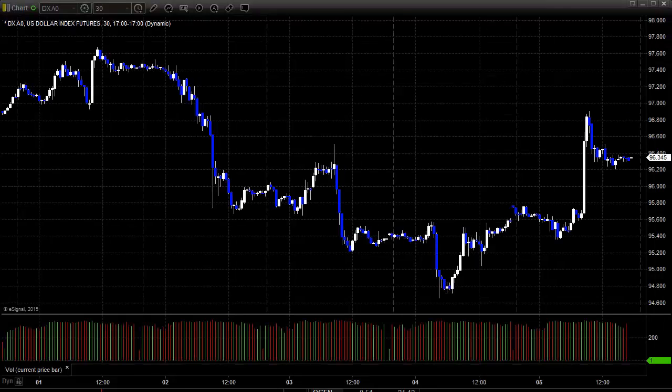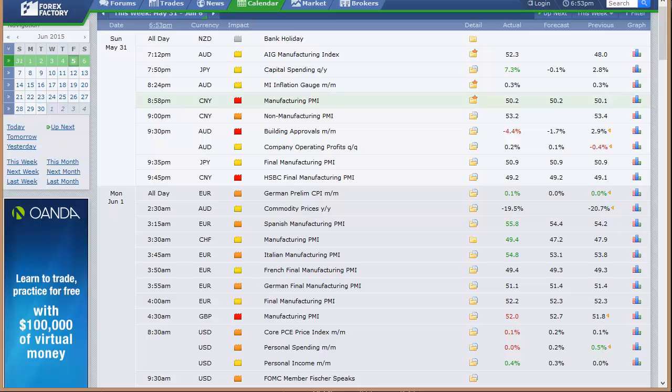Let's take a look now at the data that's coming out this week. See what we can roadmap for. Bank holiday in New Zealand to start the week. Australia's AIG Manufacturing Index. Japan's capital spending. MI inflation gauge out of Australia. The manufacturing and non-manufacturing PMI numbers out of China at 9 p.m. Looks like they separate them by 2 minutes.